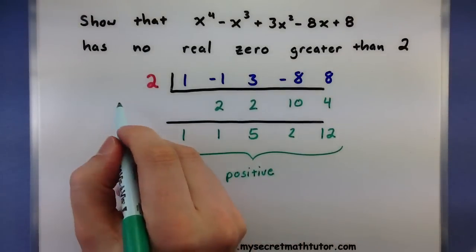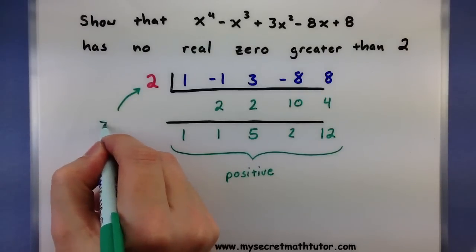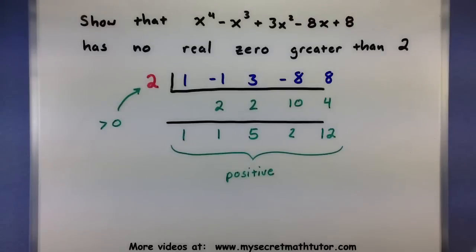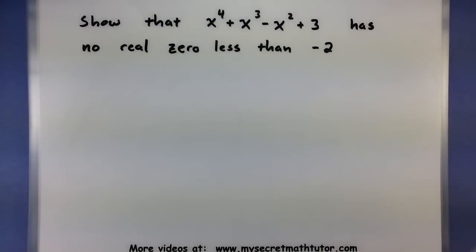Now more importantly, the value that we were testing, the 2, is also greater than 0. So what this says, according to the theorem, is that if this polynomial does have real zeros, none of them are greater than 2. So they might be less than 2, but definitely not greater than 2. Let's do one more example so we can see the other half of this theorem, okay? For this one, we want to show that x to the fourth plus x cubed minus x squared plus 3 has no real zeros less than a negative 2.